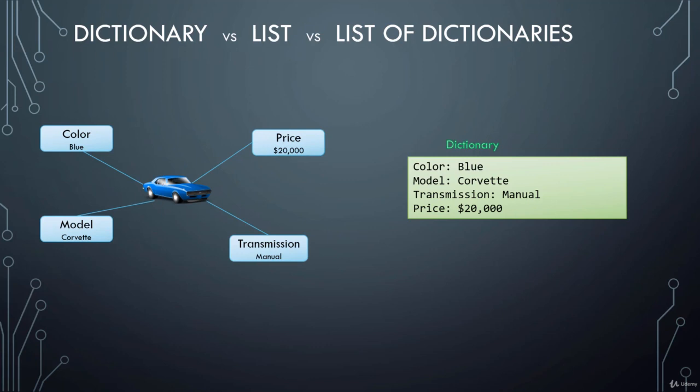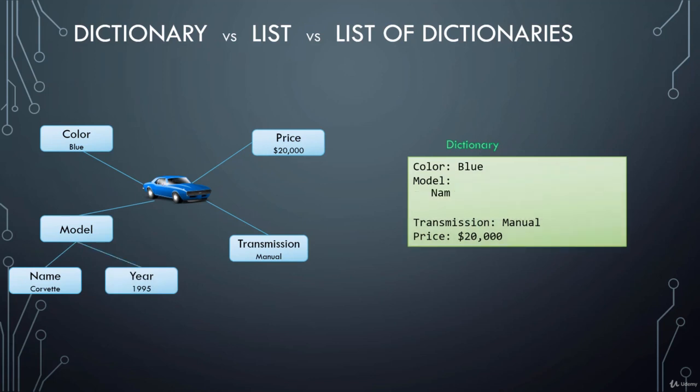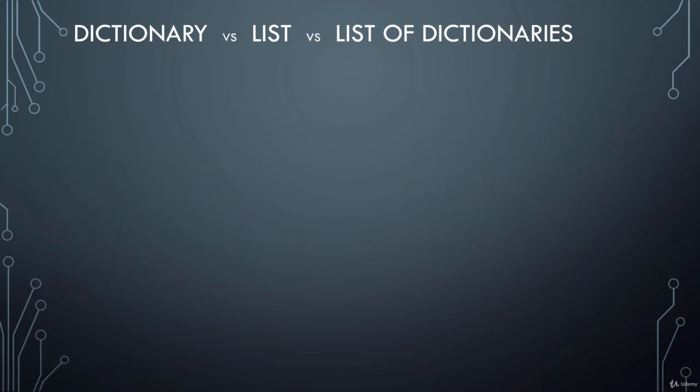This need not be as simple as this. For example, in case we need to split the model further into model name and make year, you could then represent this as a dictionary within another dictionary. In this case, the single value of model is now replaced by a small dictionary with two properties, name and year. So this is a dictionary within another dictionary.